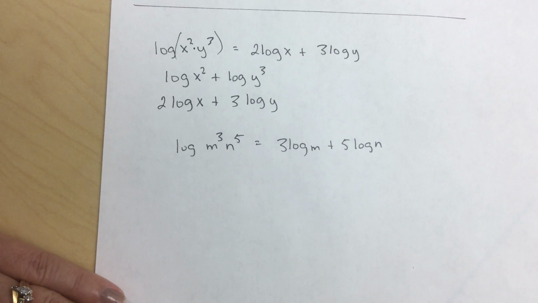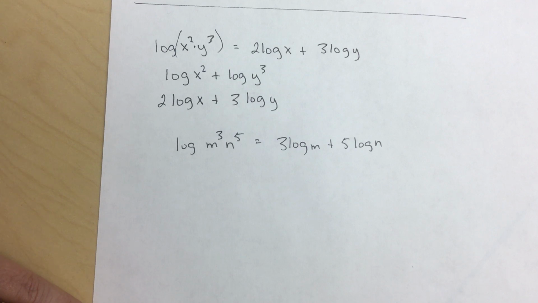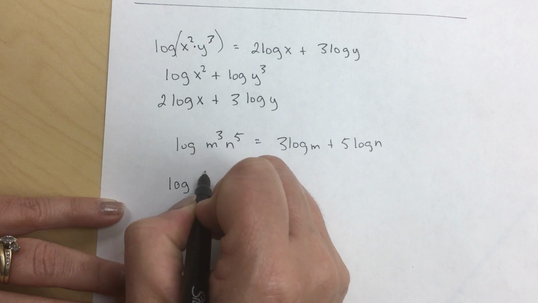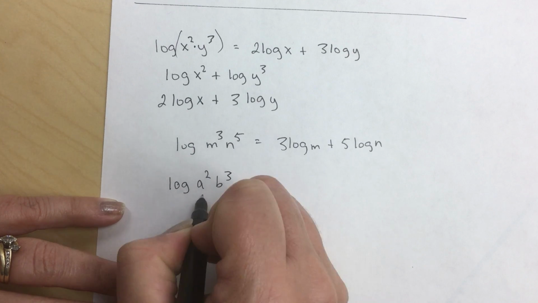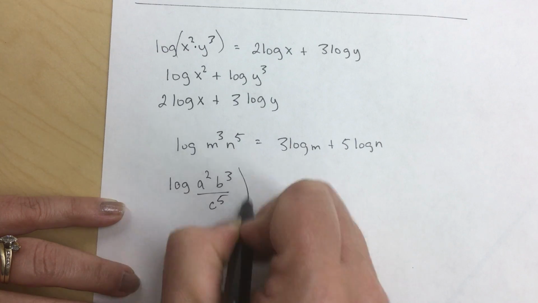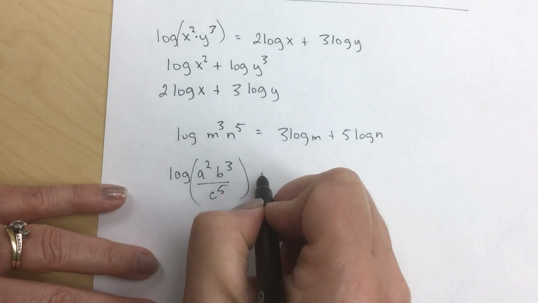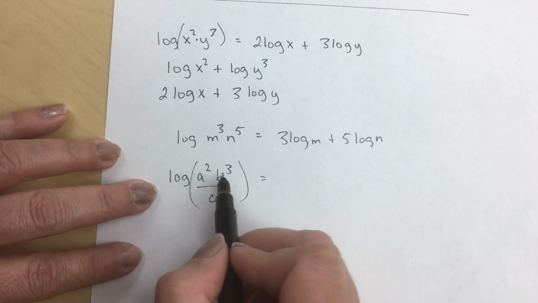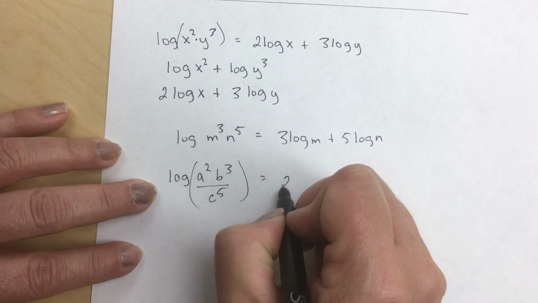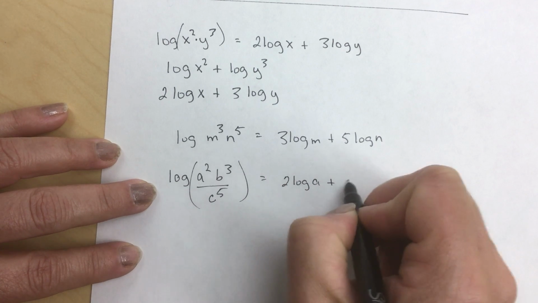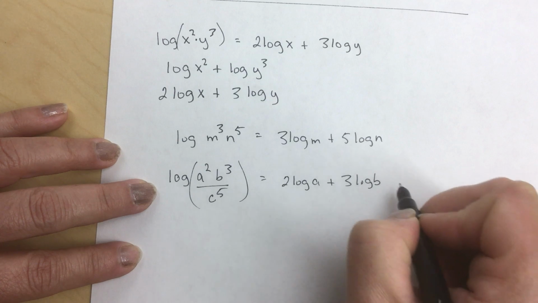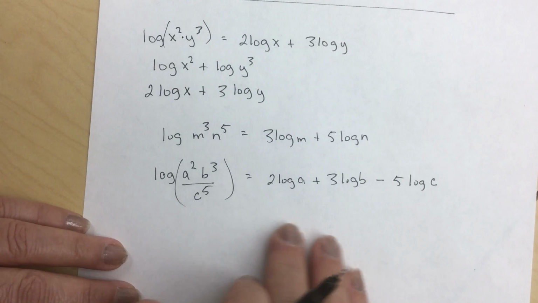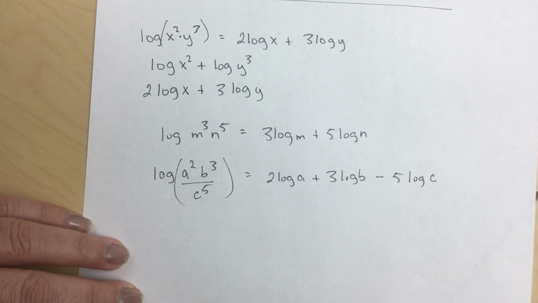Okay, so then I can combine that with division. So I can say log of a squared b to the third divided by c to the fifth. Okay, so I've got the log of that whole thing. Well, this is being divided, so this is being multiplied, so I'm going to add that, but I'm going to subtract that. So this is just going to be 2 log A plus 3 log B minus 5 log C. So that's how I would expand that, okay?